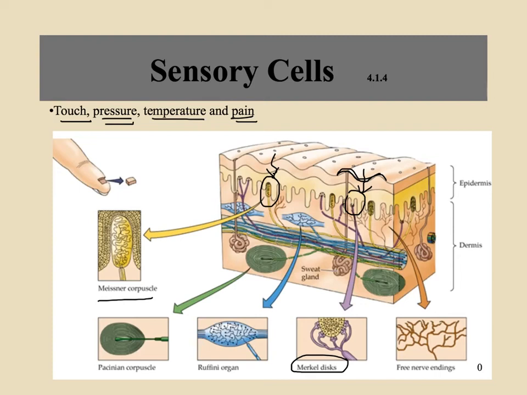Then the Pacinian corpuscles down here in the dermal area, in the dermis, are the ones that are going to take deep pressure. So a big poke would get down to these deeper receptors, and so they will respond to deeper pressure, not light touch, but deeper pressure.